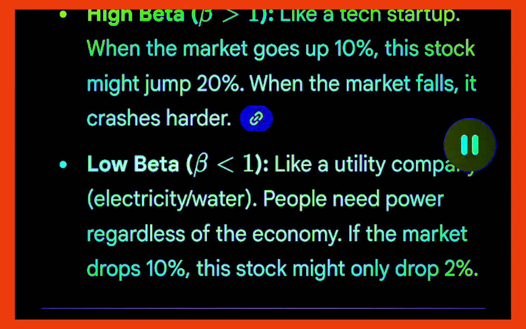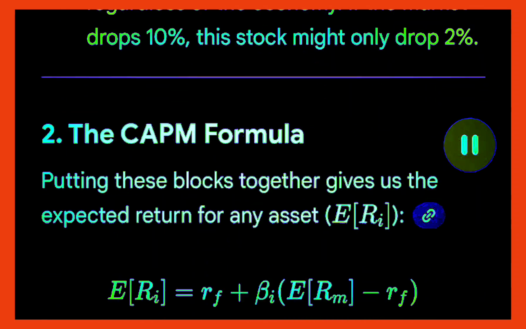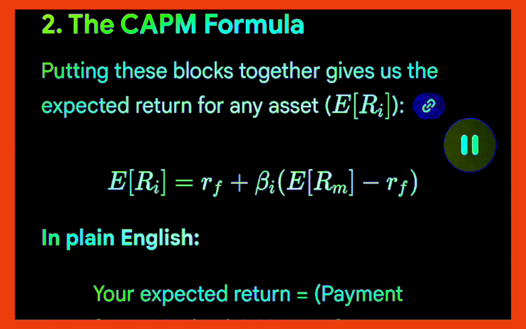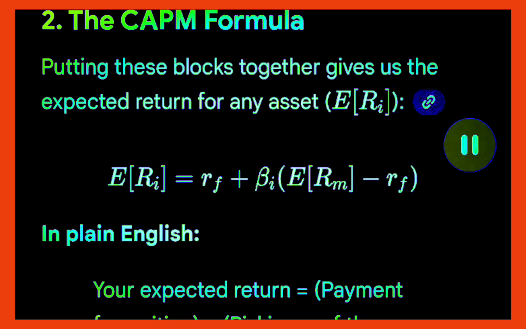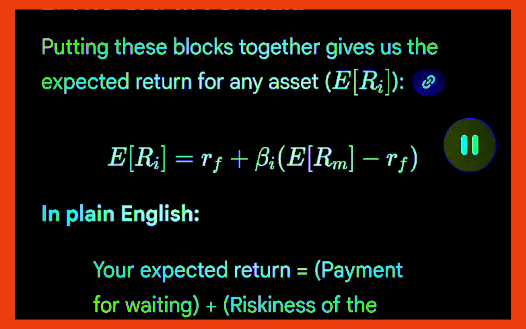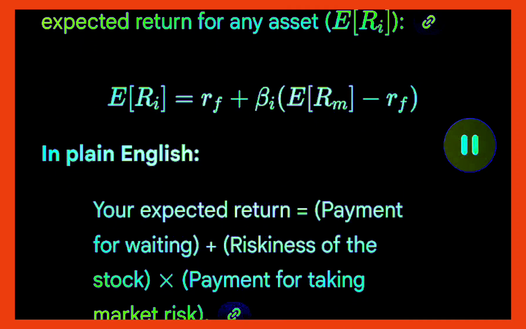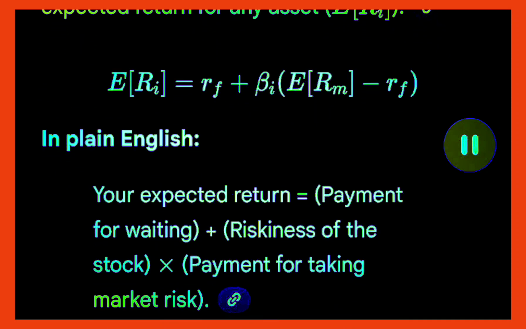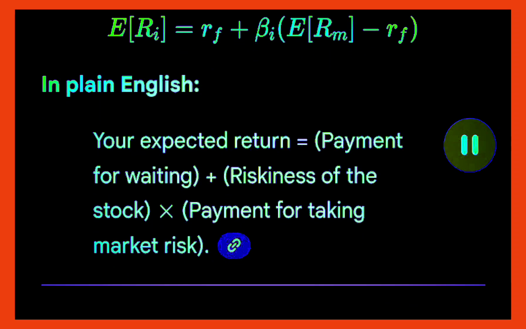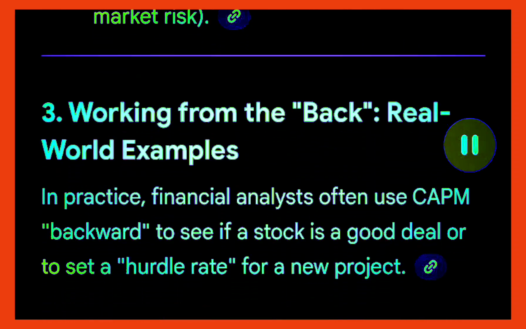2. The CAPM formula. Putting these blocks together gives us the expected return for any asset, R_i. In plain English, your expected return equals payment for waiting, plus riskiness of the stock, times payment for taking market risk.